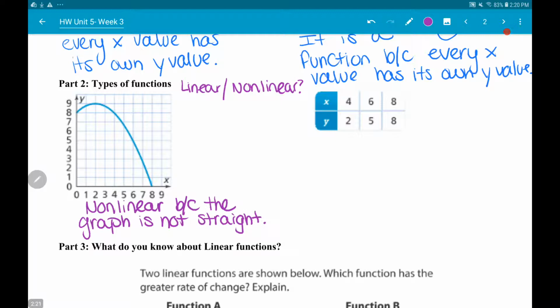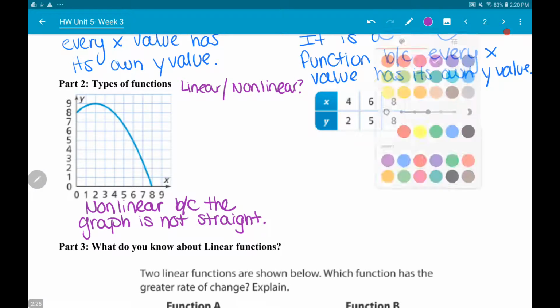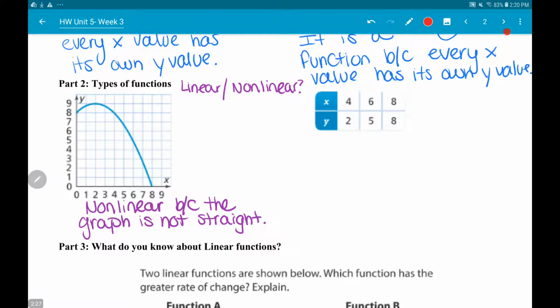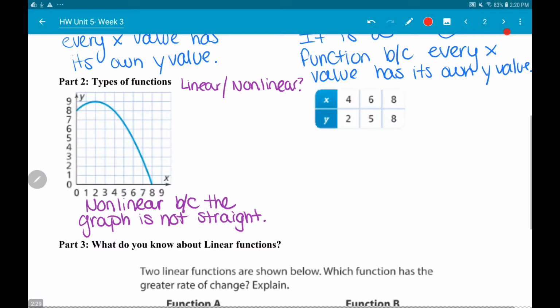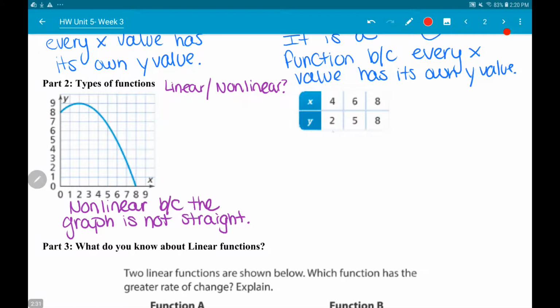So that's a pretty obvious one, and that one you guys have mastered. So if it's straight, it's linear, not straight, not linear. However, what I want you to work on is now with the table. So when I'm looking at the table to see if something is linear or nonlinear, I'm looking at the constant rate. So I need to see what my table is going up or down by.